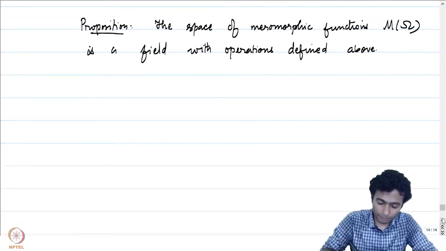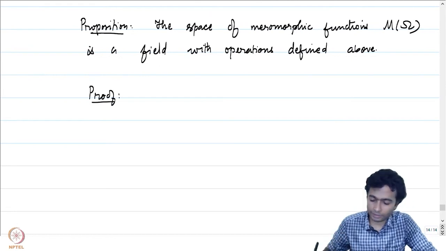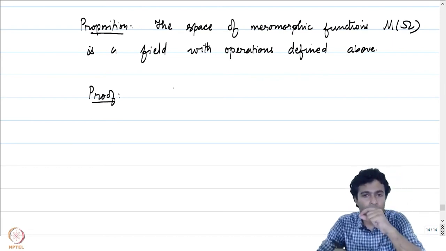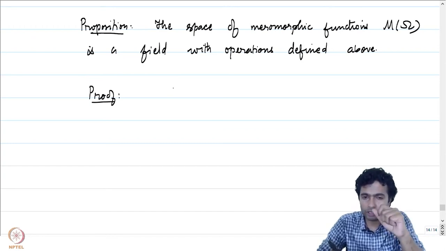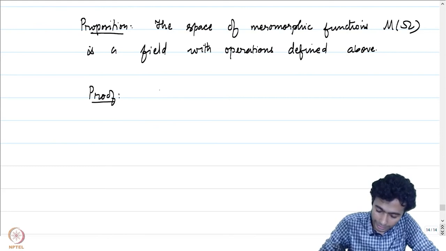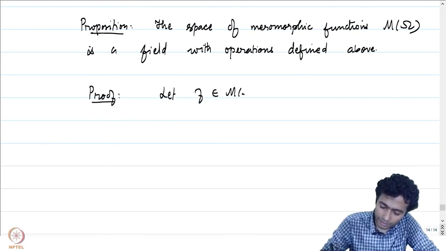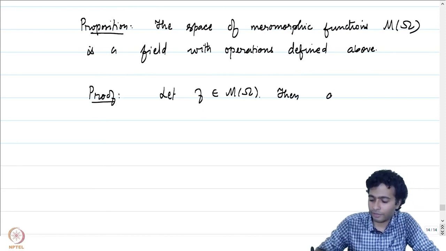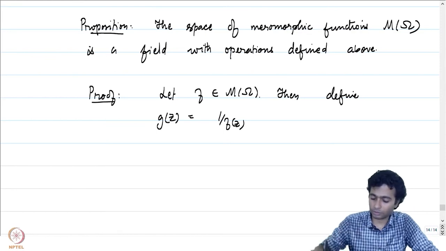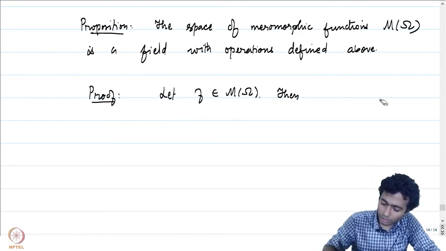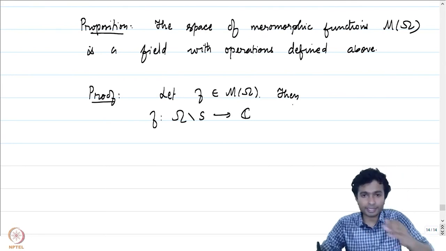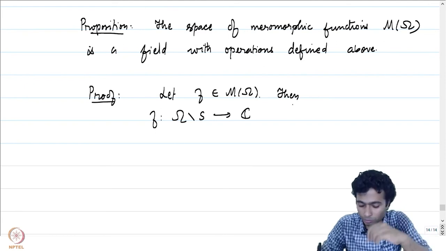I'll not prove all the properties needed to check that with these operations it's a field. Let me just make one comment: if you take a function F which is a meromorphic function on omega, then 1 by F is also going to be a meromorphic function. So the only thing that needs some work is this particular claim. So let F be in M of omega, then define G of Z to be equal to 1 by F of Z. So what is the meaning of F being in M of omega? Let me not rush. Then F is a map from omega minus S into C, where S is a singular set where the function F can have either a removable singularity or a pole.